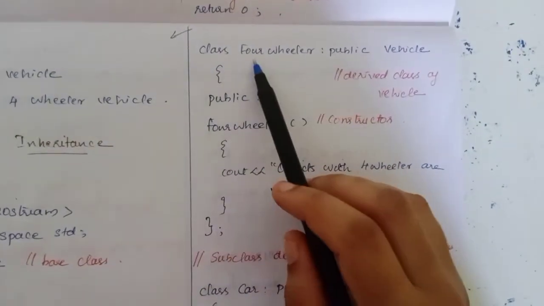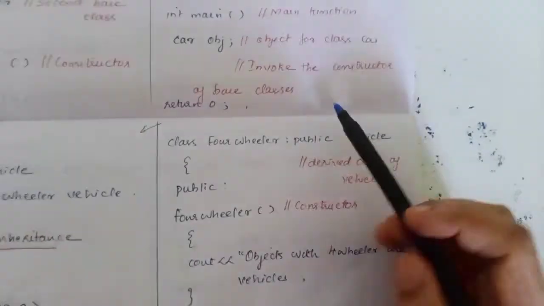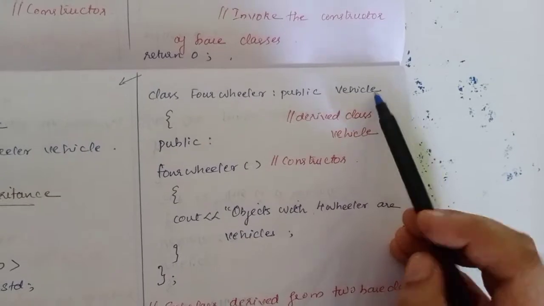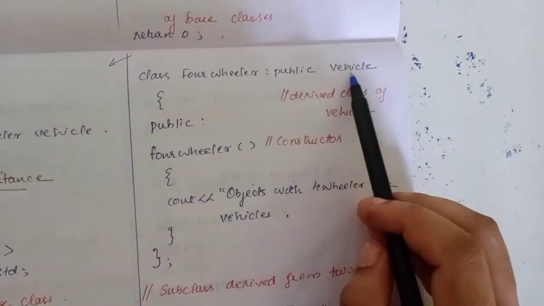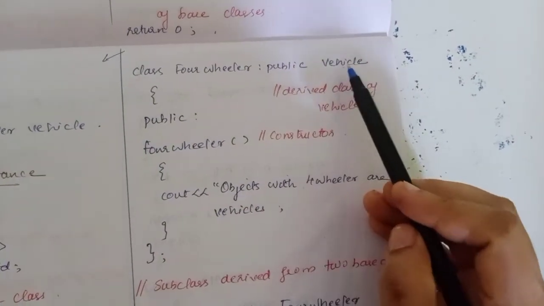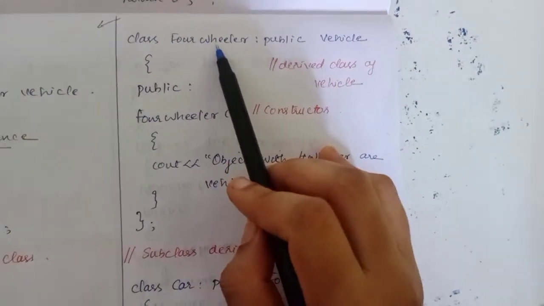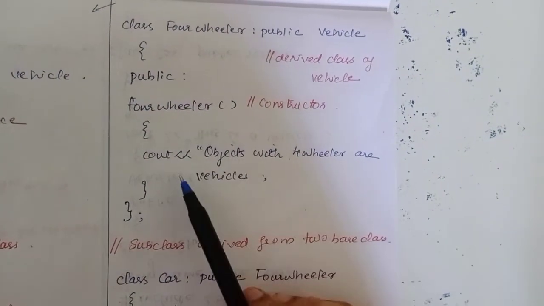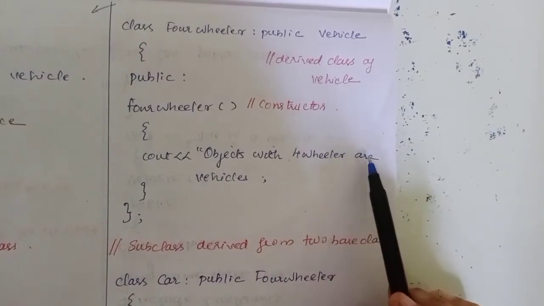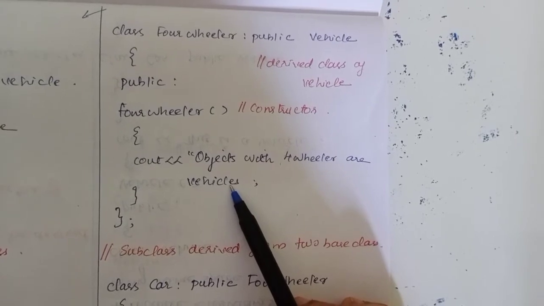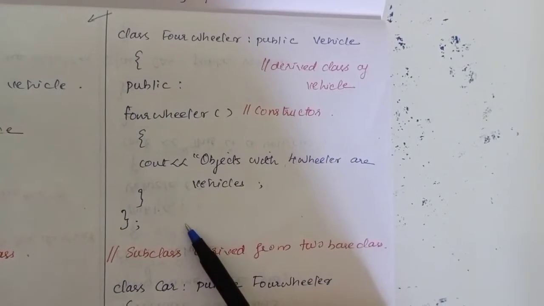is I created a derived class of this base class, that is class four-wheeler public vehicle. So four-wheeler is the subclass of this class vehicle. Then inside that I created a constructor of the same class name, four-wheeler. Four-wheeler cout objects with four-wheeler are vehicles. Like this I gave. So that class is over.